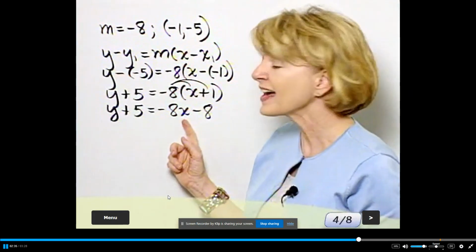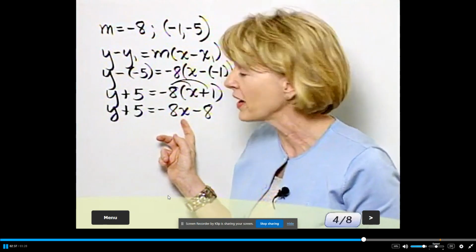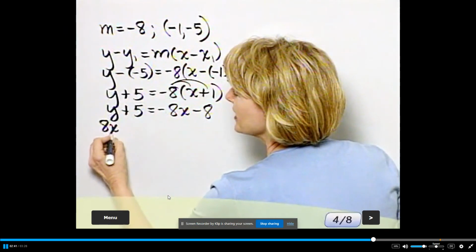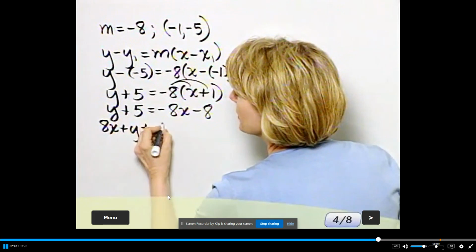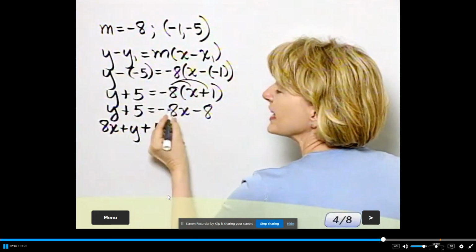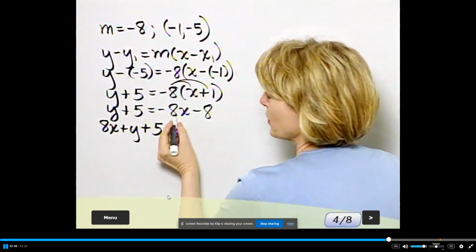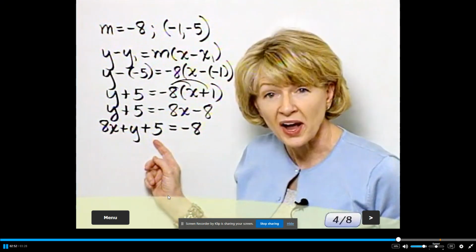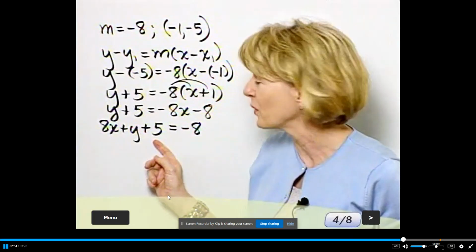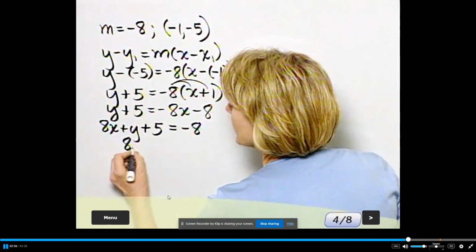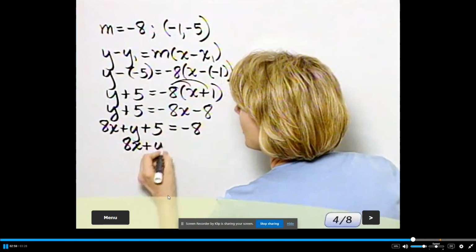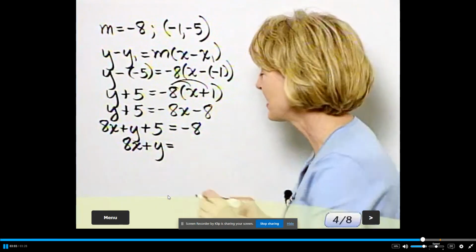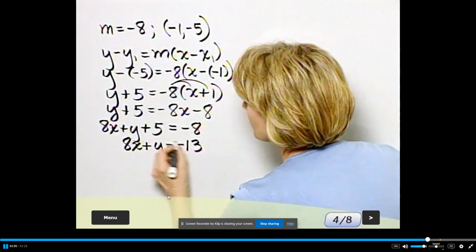So I will add 8x to both sides of this equation. If I add 8x on the left side, I'll have 8x plus y plus 5. And if I add 8x to the right side, they subtract out, and I have -8. Then I will subtract 5 from both sides of the equation. So I'll have 8x plus y is equal to -8 minus 5, and that is -13.